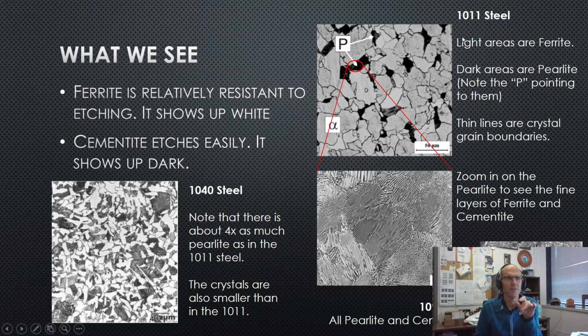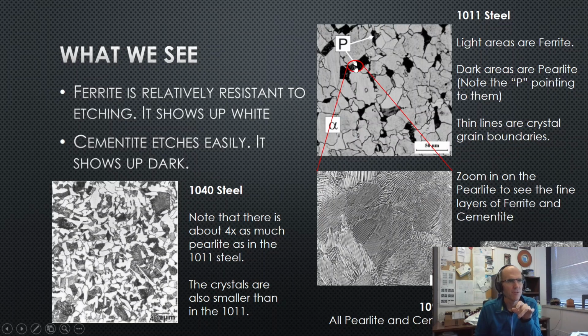Okay, now if we come over here and take a look at a 1011 steel, a 1011 steel has very, very little carbon in it. Okay, and right in here you can see it's almost all ferrite. You can see grain boundaries at the edge of each crystal along through here, but by and large, there's only chunks of pearlite right in here, and right in here, right in here. These dark bits are your pearlite.